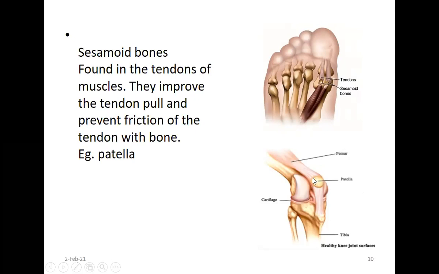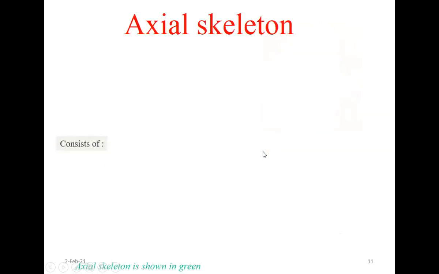If you see here, this is called the patella, which is the largest sesamoid bone. What is the function? They improve the pull of the tendon. Here is the tendon with the muscle. They improve the pull of the tendon as well as prevent friction of the tendon with the bone. If there is no bone here, the muscle passing would rub the adjacent bone and there would be friction. So it prevents friction. That is the function of the small bones.